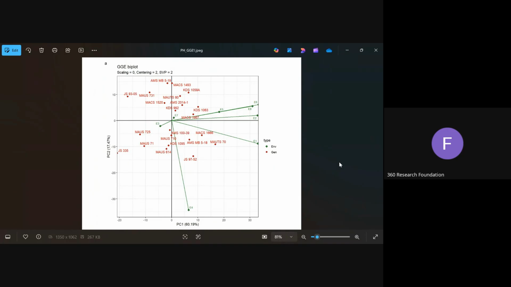Yeah, so is anyone having any difficulty or any confusion, any question on this GGE? Or anything else you want to discuss, you can discuss.